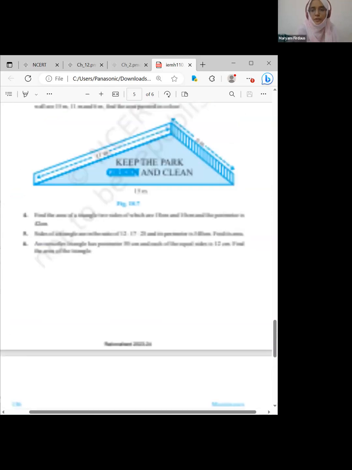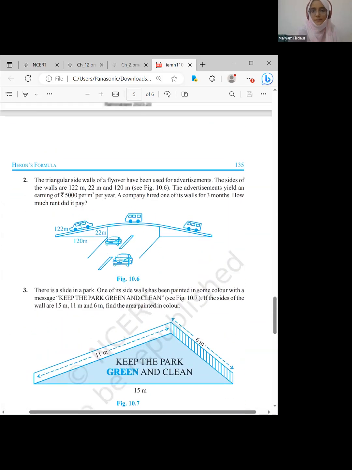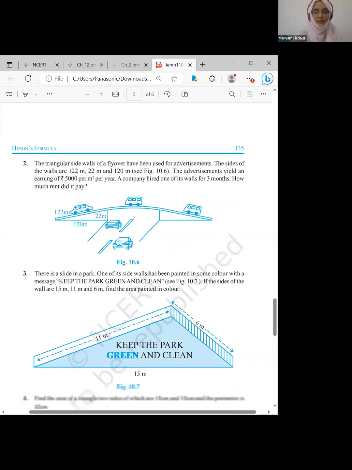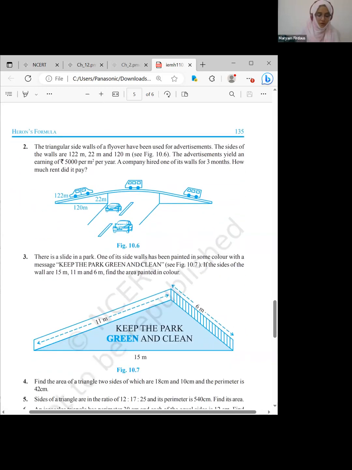Okay, so they have removed the second exercise from this. We only have one exercise in this chapter now.